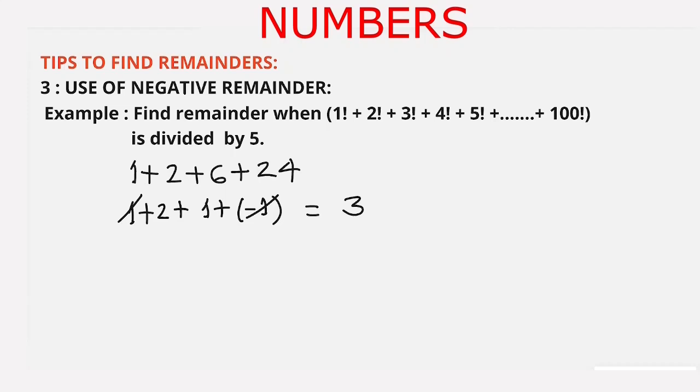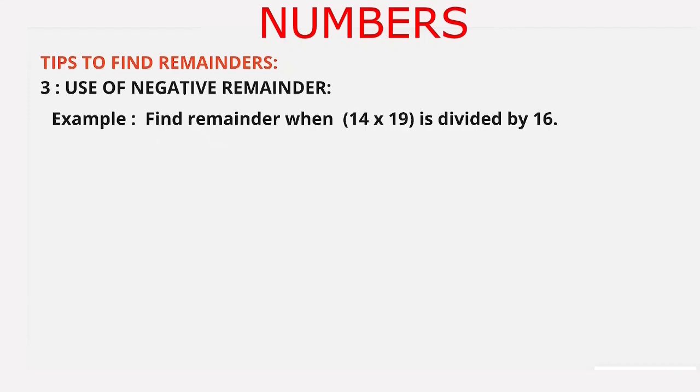What happens when the remainder is negative and remainder cannot be negative? So how to solve such type of questions when we get the negative remainder? We go to the next example. Find the remainder when 14 multiplied by 19 is divided by 16. When 14 is divided by 16, then 14 minus 16 is minus 2, into 19 divided by 16, 19 minus 16 is plus 3. So the remainder will be minus 6.